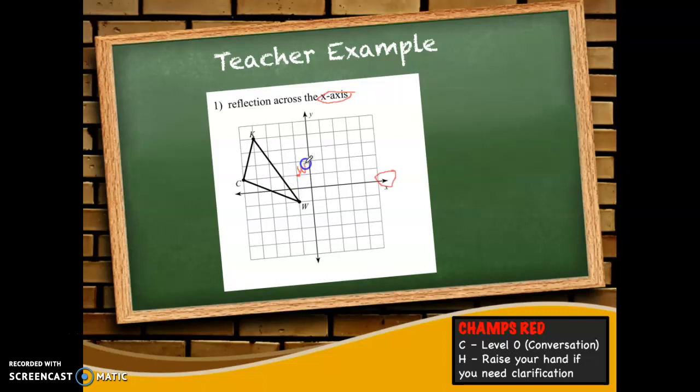And I'm going to write my W prime. For C, I'm 1 spot up from the line of reflection. So now I'm going to go 1 spot down. Oops. It's a little sloppy, but you can get an idea.